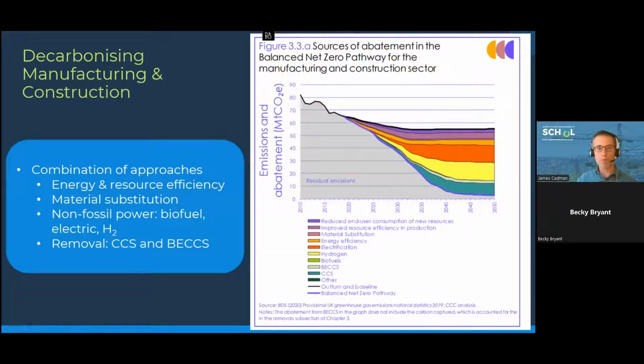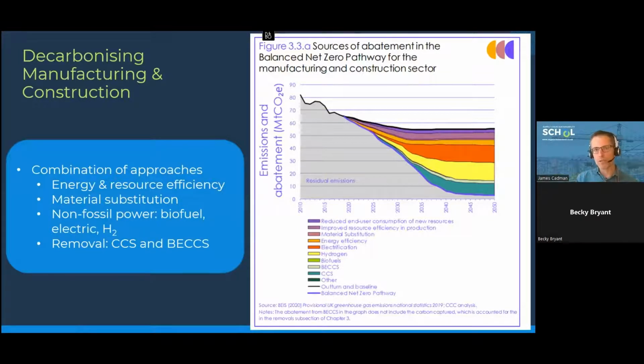We can become more energy efficient. You know, that's going to save money as well. Do the same with less, or do more with the same. We can have better ways of manufacturing, change our materials, look at different ways of doing things. And then you can see as you move further down, there's different fuel sources as well.